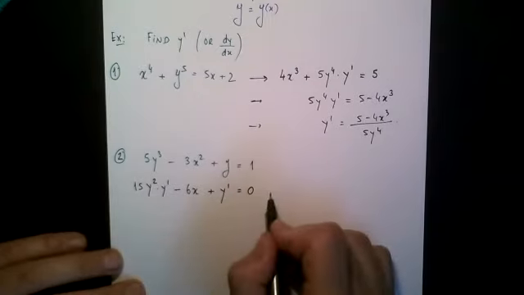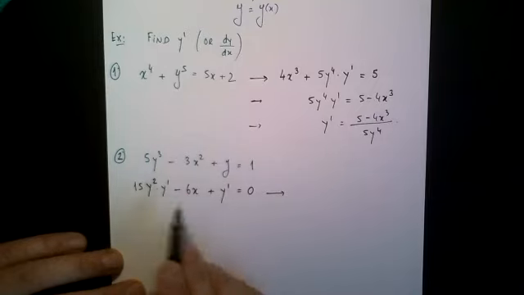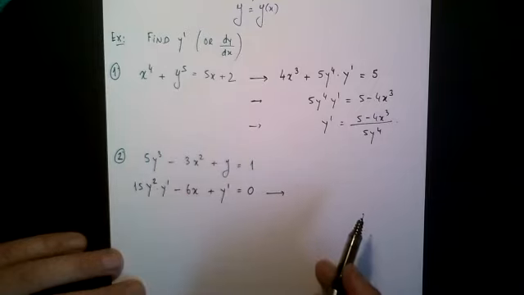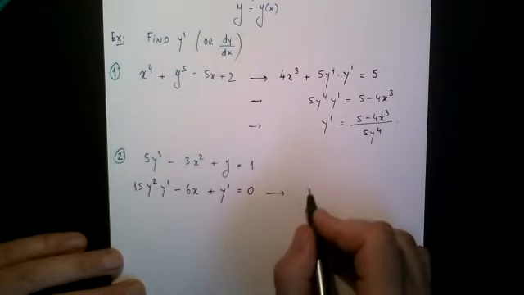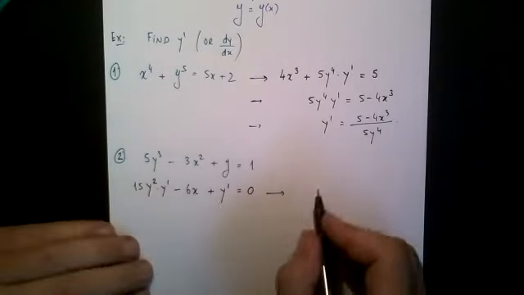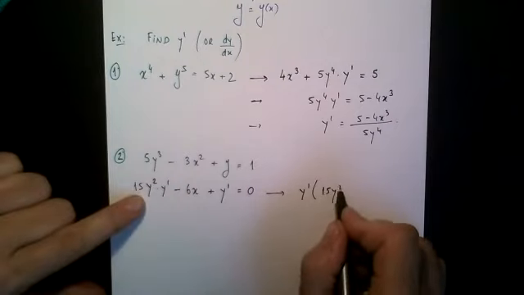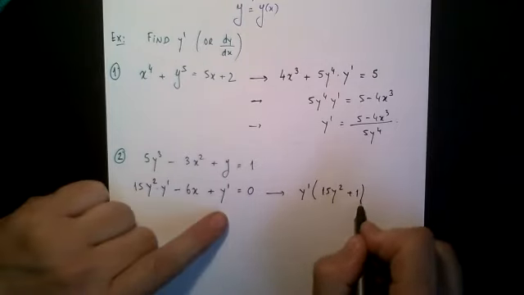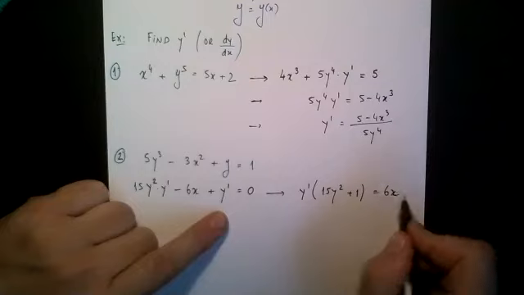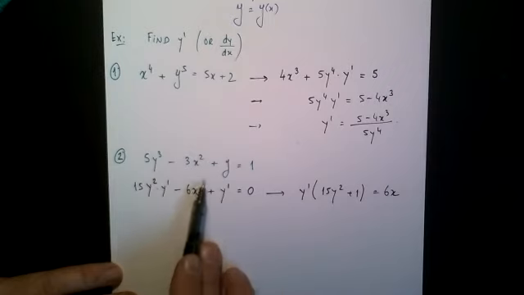So I'm going to send everything that doesn't have a y prime to the right. I have 15y^2, so I can factor out a y prime here. So y prime times (15y^2 plus 1) is equal to 6x. Do you understand the step? The 6x went to the right.